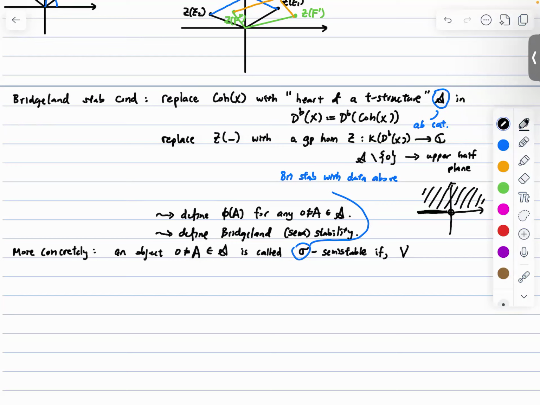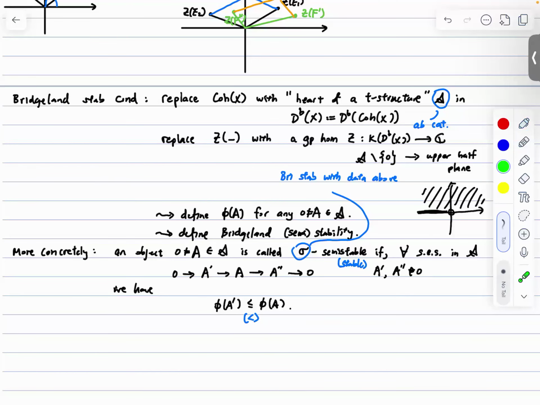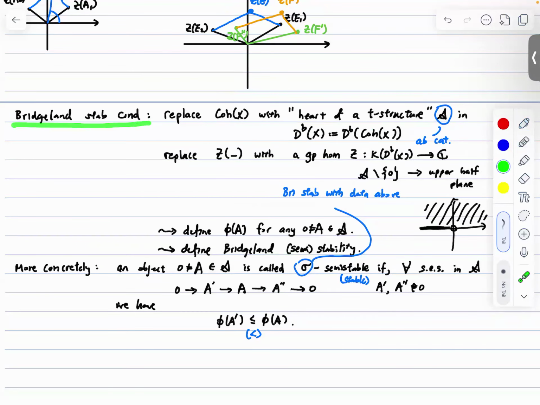If for every short exact sequence in this abelian category with A in the middle, let's say from 0 to A prime to A double prime, where A prime and A double prime are non-zero, we have that the number phi of A prime is less than or equal to the number phi of A. And we say this object is Bridgeland stable if we always get a strict inequality. So this is one way to think about a Bridgeland stability condition.